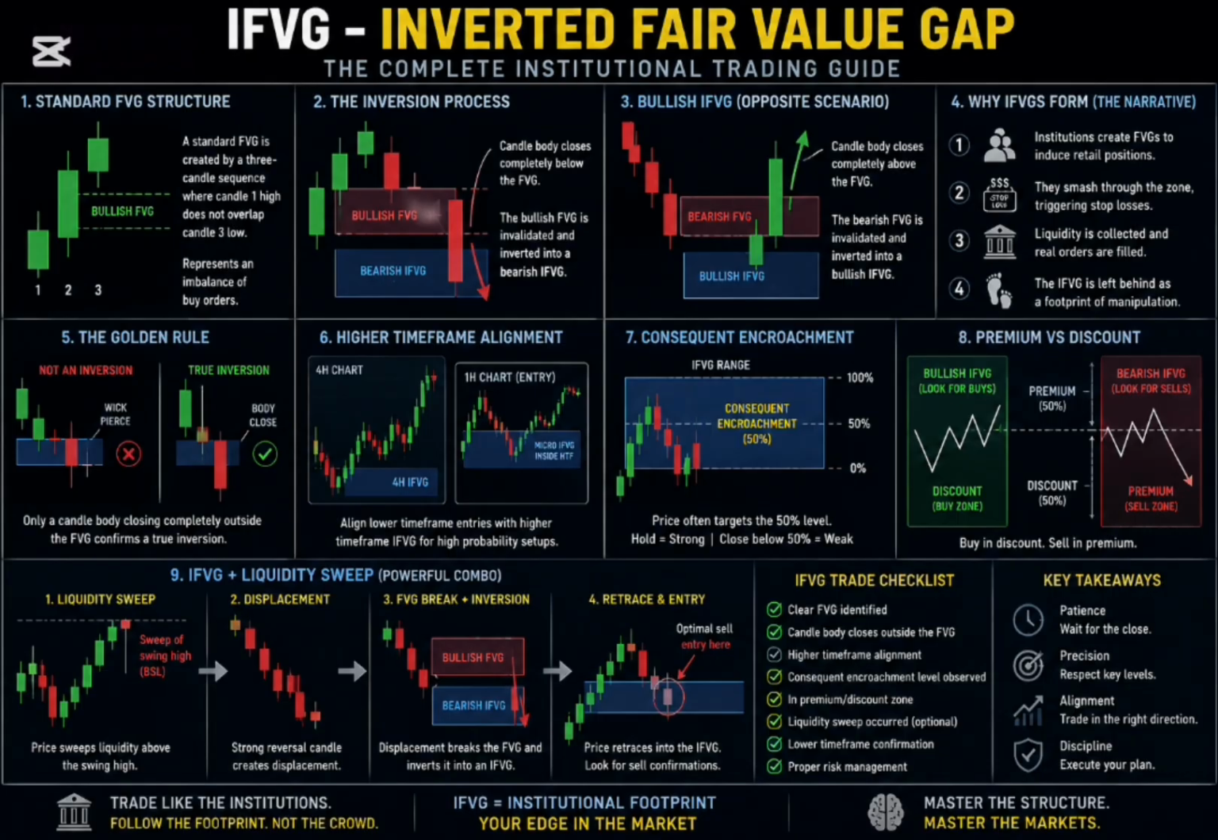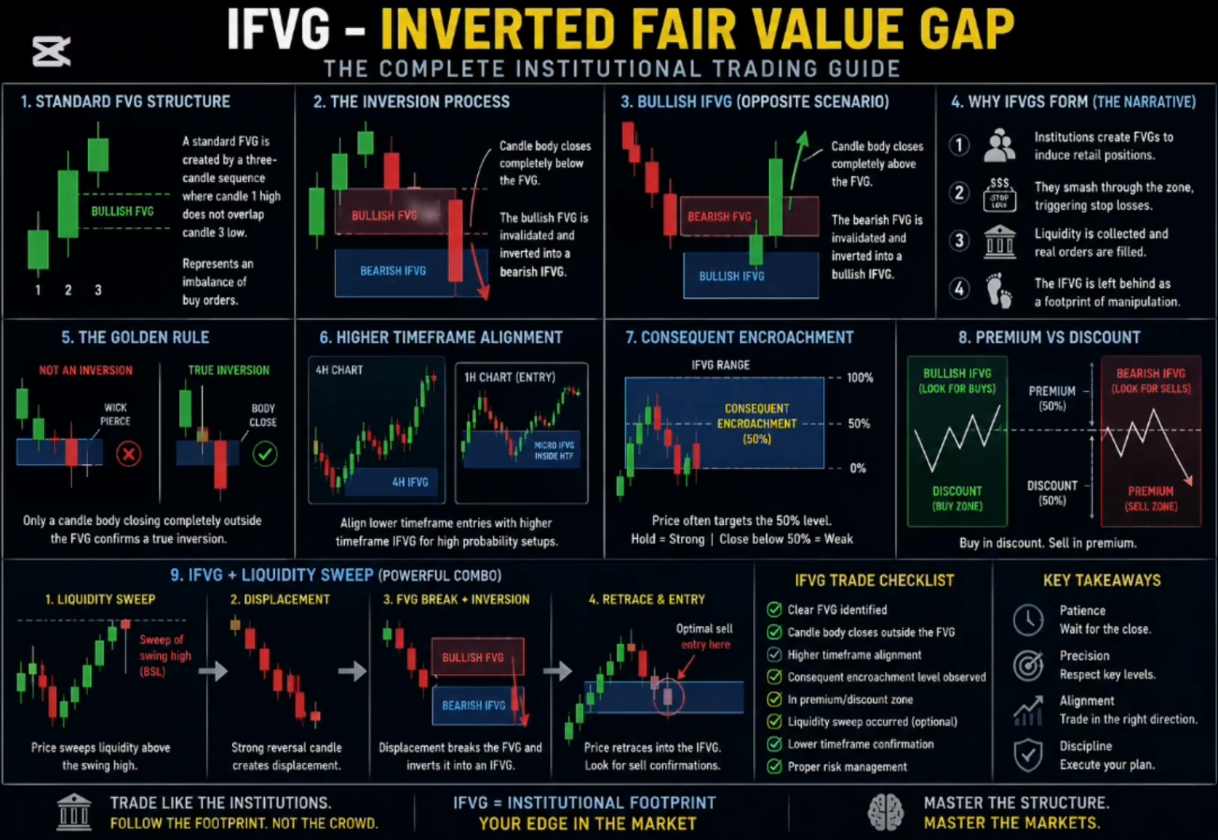By breaking through the fair value gap, the institution activates breakout orders and stop-outs simultaneously. This creates an intense pool of liquidity that allows smart money to fill their real order. Once their real massive order is filled, they leave the inverse fair value gap behind as a footprint.